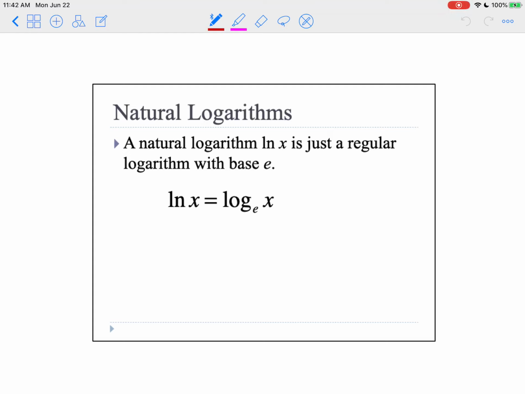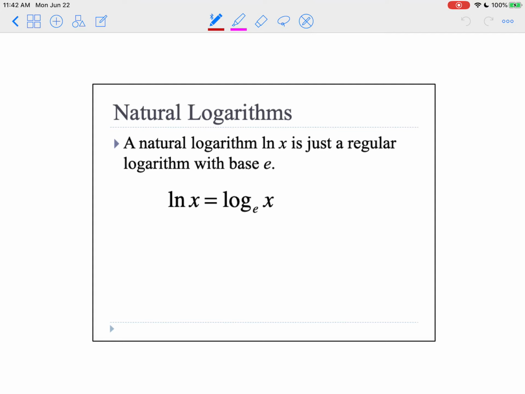Hey everybody, John here. In this video we're going to talk about natural logarithms, and then we're also going to do a little bit with applications, and then we'll finish up this lecture in the last video talking about some of the properties that logarithms have.